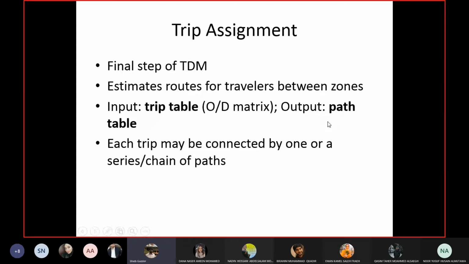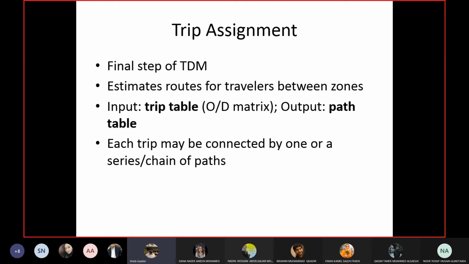Okay, and I will show you later on how this table looks. In this table, basically you will be showing different paths between the different zones, and the number of trips on each path, the number of trips on each route between different routes.